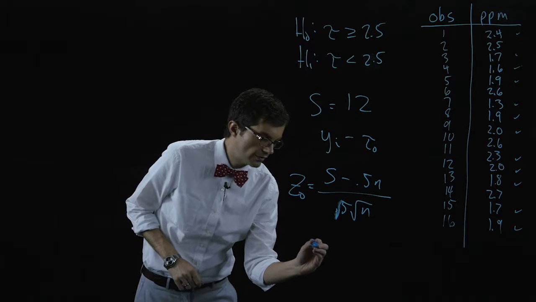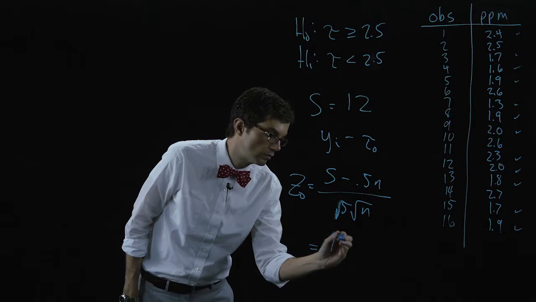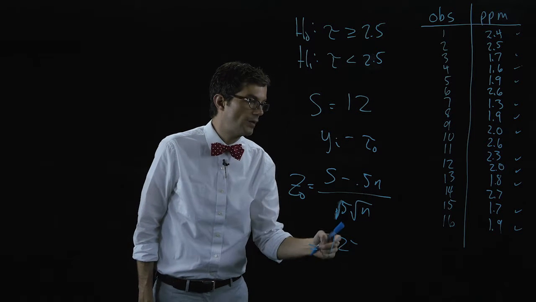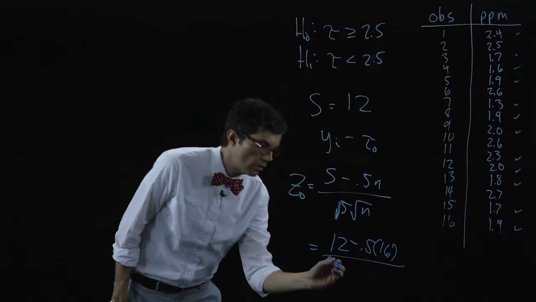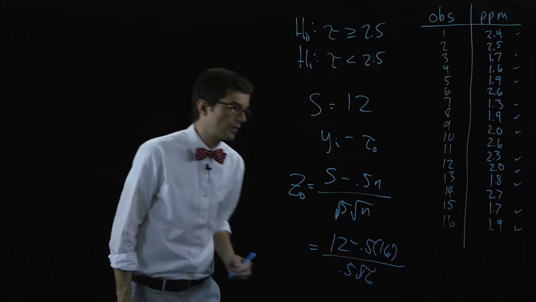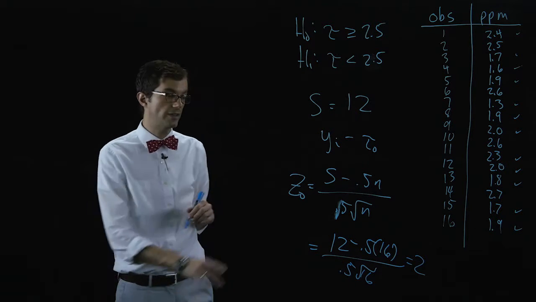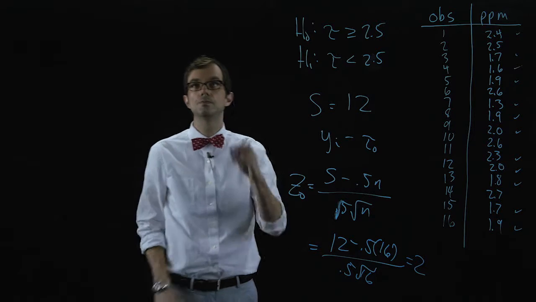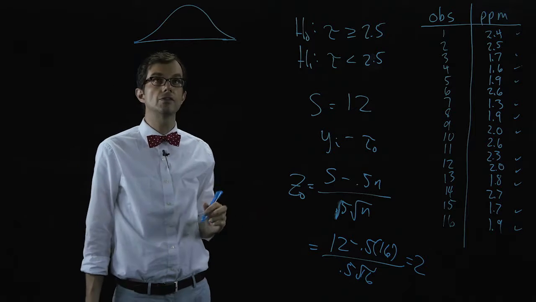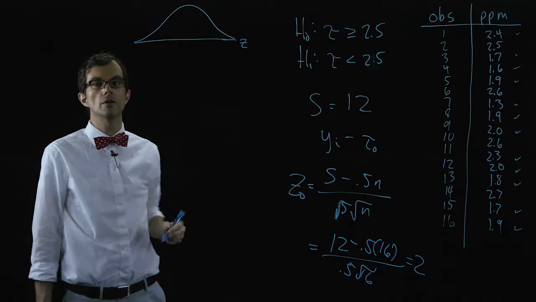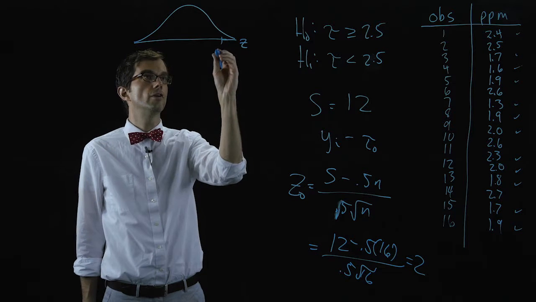Okay, so we'll write out this Z naught test statistic. That is 12 minus 0.5 times n, that's 0.5 times 16, divided by 0.5 times the square root of 16. Whenever we work this out, we should get a value of 2. So the test statistic here is 2. So let's say we want to use the p-value approach. So here is our z-axis, and we've got a test statistic over here of 2.